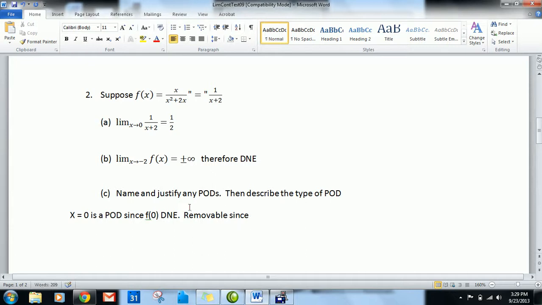And actually, I should write, well, I'll be a little lazy here. Right, because I already showed the limit as x is going to 0 is 1/2, right? And that's what it means to be removable. In calculus terms, there is a limit. Okay, in algebra terms, you can get rid of that factor x over x, which means 0 can then go in. Okay, there's one more POD, it's -2, right?